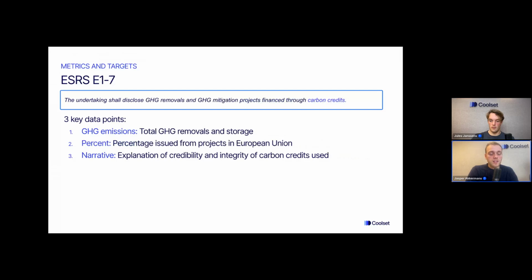So ESRS E1-7 looks at things where the undertaking shall disclose greenhouse gas removals and greenhouse gas mitigation projects financed through carbon credits. Here, 3 key data points are the total greenhouse gas removals and storage, then the percentage issued from projects in the European Union, and last but not least, the narrative, which is an explanation of the credibility and integrity of carbon credits used. So this is applicable to companies that use carbon credits. If you don't use carbon credits, you don't have to report on this data point.